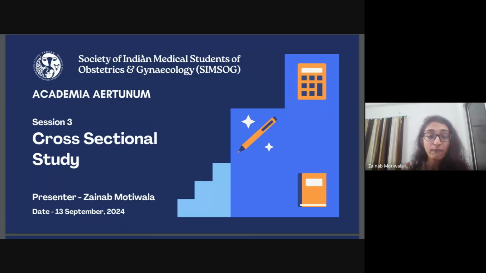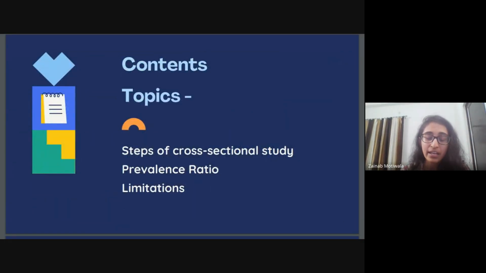Primarily focus on cross-sectional studies. The objective of this session is primarily to understand the steps of cross-sectional study design, understand what prevalence ratio is and how to interpret that, as well as what are the advantages and limitations of cross-sectional studies.